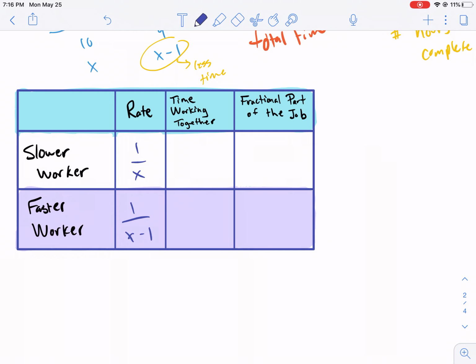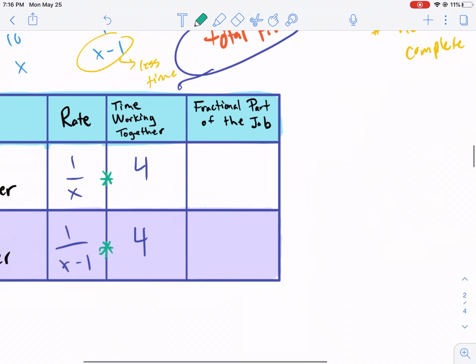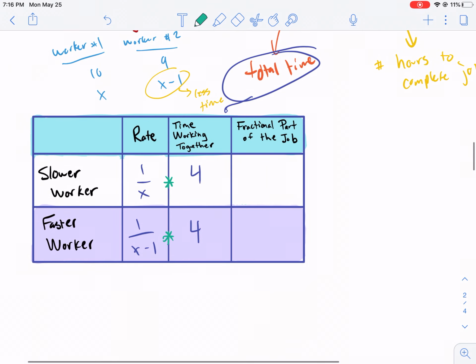That is our rate. Now, time working together. This is something that we have. This is our time working together. So we're going to put 4 and 4 here. Now, we can set something up here. Fractional part of the job. This is where we multiply these two things together. We multiply the time working together by the rate, and that will tell you the fractional part of the job that they each get done. So how much the slower worker gets done and how much the faster worker gets done.